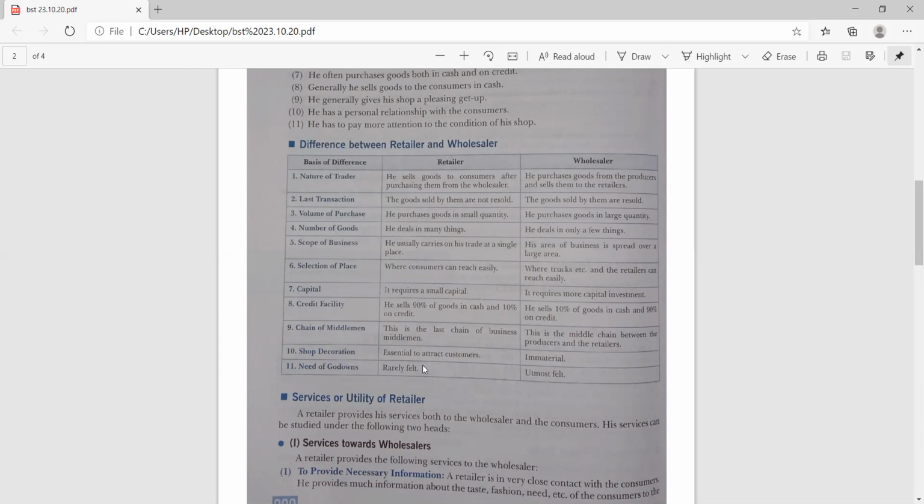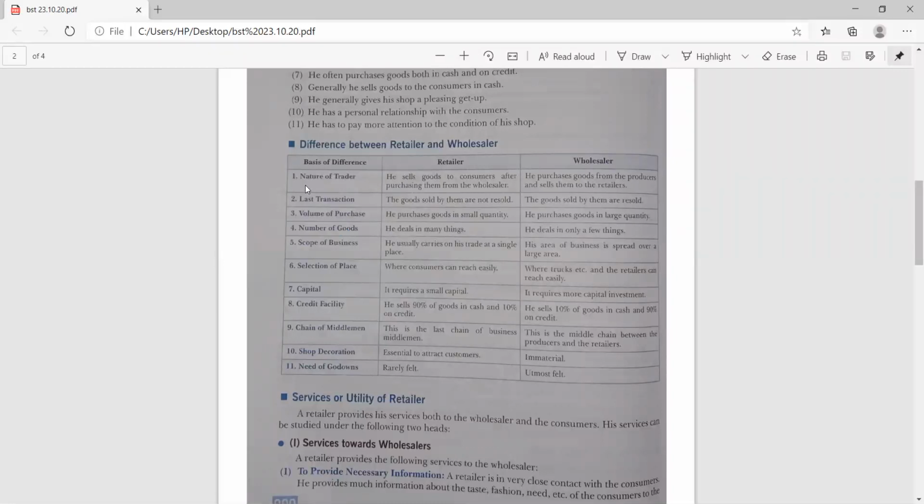Two things. One, it is the appropriate way to learn the distinction between two concepts. Another, sometimes you get a question carrying 1 mark: distinguish between retailer and wholesaler on the basis of number of goods. If you don't learn the basis, how will you give the answer in the paper? So it is very necessary to learn the basis as well.